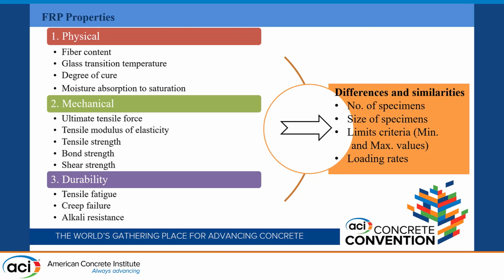There are several differences and similarities in these specifications in terms of the number of specimens, size of the specimens, and limit criteria in terms of minimum and maximum. For example, for bond strength, one of the specifications says 1900 KSI, another one says 1100 KSI, and also the loading rates differ. For the tensile properties, maybe ISO says a specific value, and ASTM says another thing.